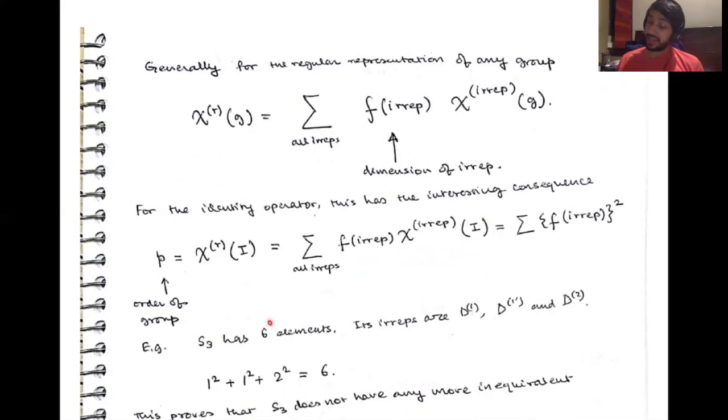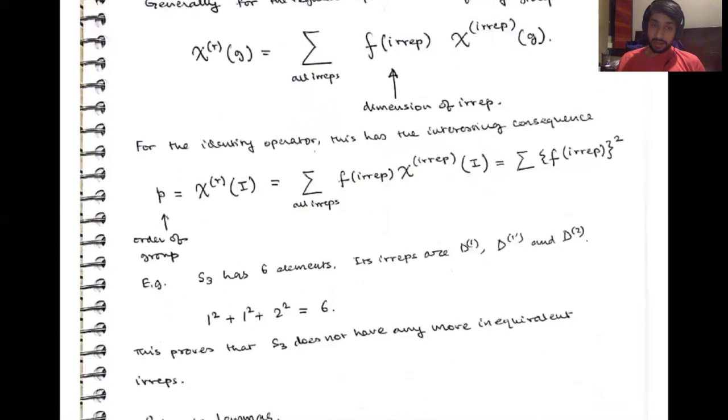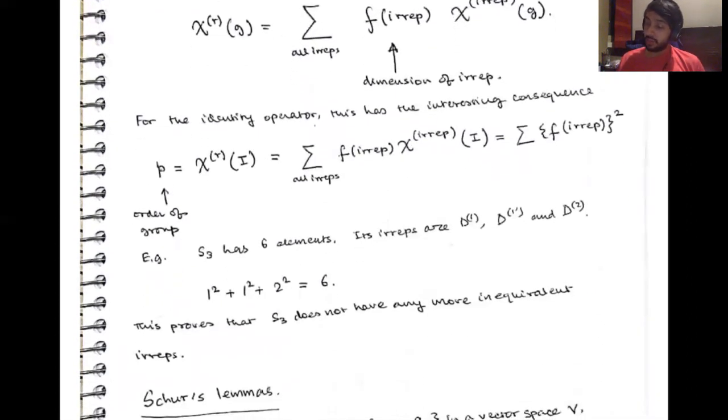S3, as we have seen, has 6 elements, and its irreducible representations are 1, 1 prime, and 2. You can very clearly see that if you put this in, then 6 is going to be 1 squared plus 1 squared plus 2 squared, right? So that is how you're going to get 6. And this just means that you will not have any other inequivalent irreducible representations. I hope this is clear. So this gives you another way of seeing what the irreducible representations of S3 are. Okay, so this was good.